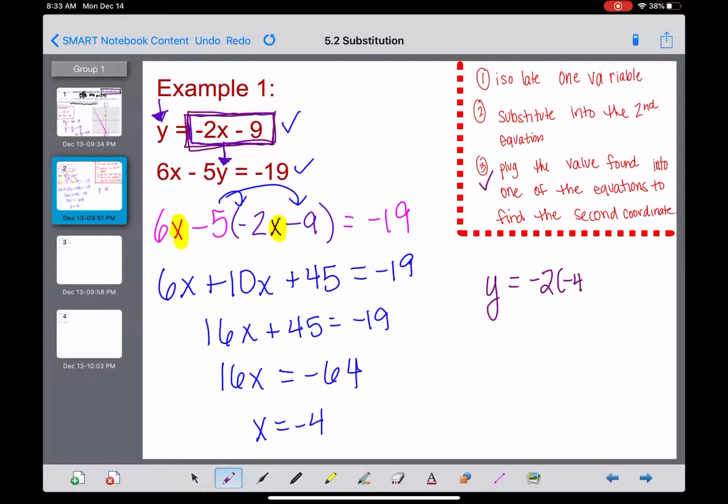I now know x is worth -4, minus 9. And then I just have to use order of operations. -2 times -4 is 8. 8 minus 9 is -1. And the intersection of these two lines is (-4, -1).